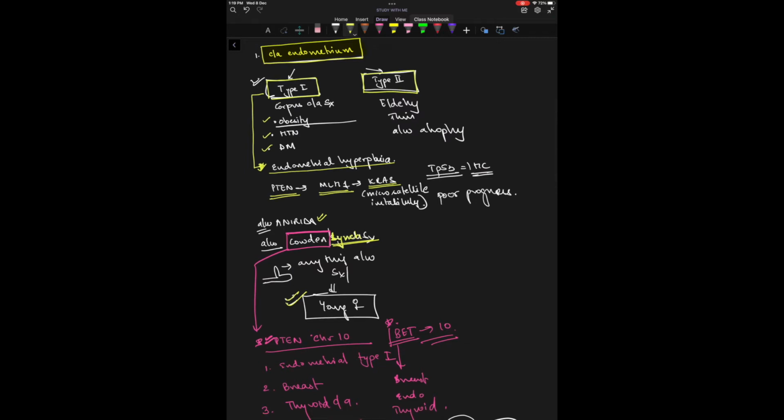Coming to type 2, so type 2 will be seen in elderly. Then the patient will be thin. It will be associated with atrophy, and the mutation here is TP53. Okay. This is the IHC marker for the type 2 endometrioid cancer, and it is associated with poor prognosis since the female is elderly.